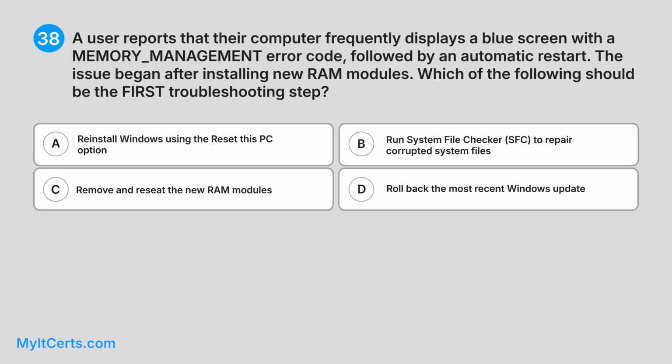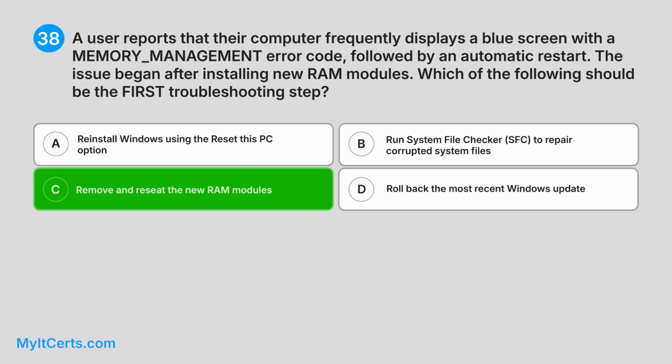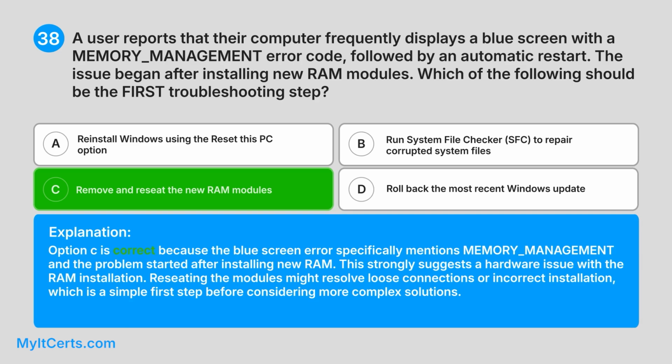Correct answer. C. Remove and reseat the new RAM modules. Explanation. Option C is correct because the blue screen error specifically mentions memory_management, and the problem started after installing new RAM. This strongly suggests a hardware issue with the RAM installation. Reseating the modules might resolve loose connections or incorrect installation, which is a simple first step before considering more complex solutions.